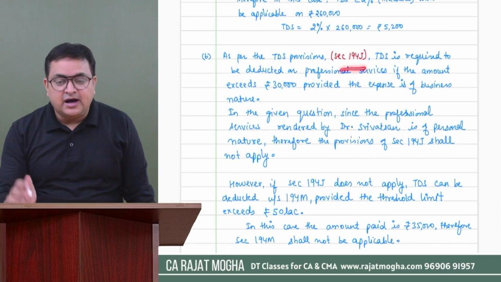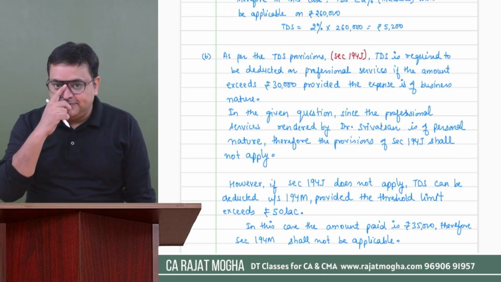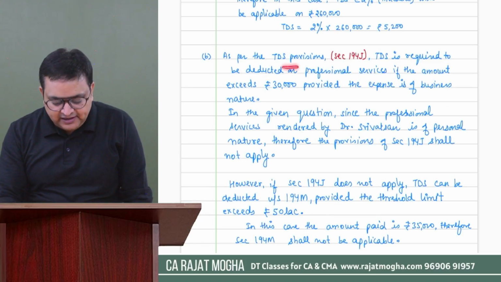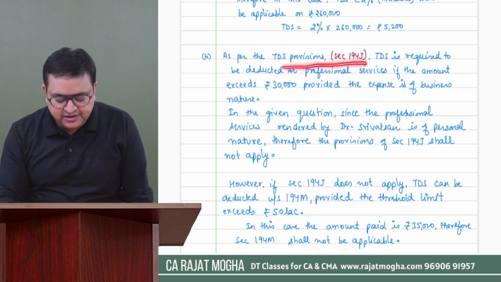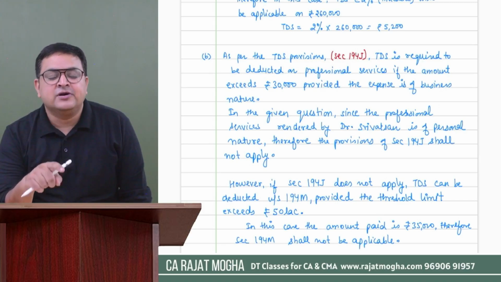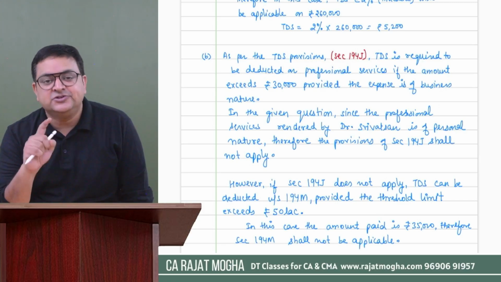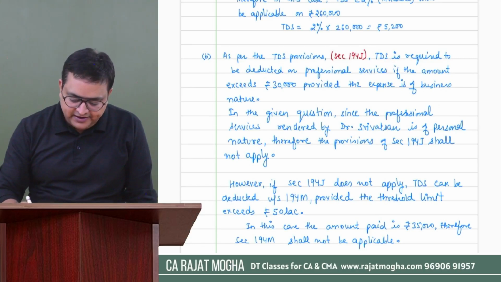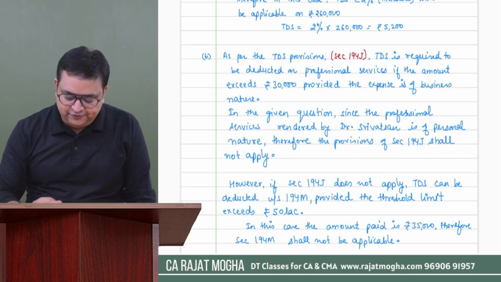Second, we are making a payment for professional services, but actually it was of personal nature. So first of all, we will tell that under section 194J, TDS could be deducted on professional services, but it should be in the nature of your business. It should not be personal. That is the reason 194J will not apply, right? So we are not going to apply 194J.